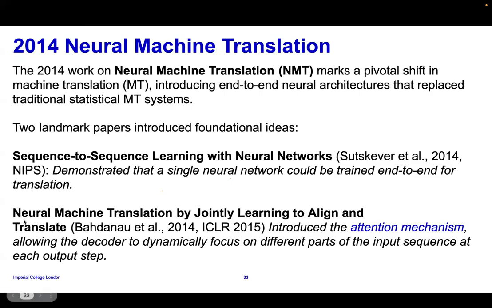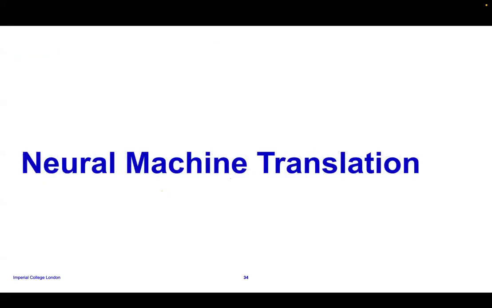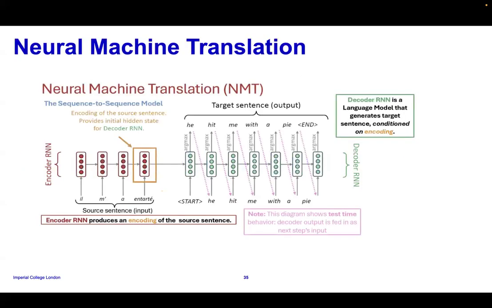And also another paper, Neural Machine Translation by Jointly Learning to Align and Translate, introduced the attention mechanism. So putting together the Seq2Seq architecture with the attention mechanism, I think you asked this question, that is what actually works. That's what makes things really different in those years. So that's neural machine translation. Let's look at neural machine translation.